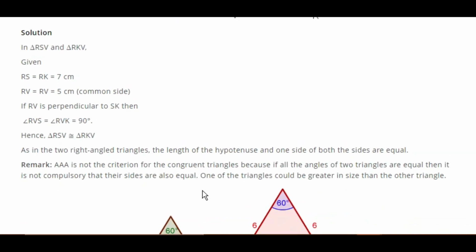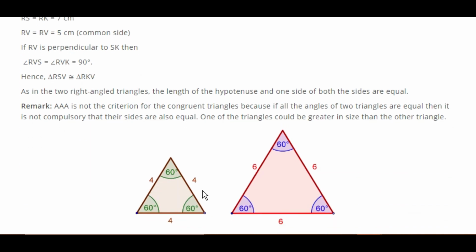After this, there's one question in your book. Is it possible that triangles are congruent with AAA criteria, as we can see in this figure? AAA. Here we can see that this angle is 60 and this is also 60. This is 60 and this is also 60. This is 60 and this is also 60. But the sides are different. So is it possible that these two triangles are congruent?